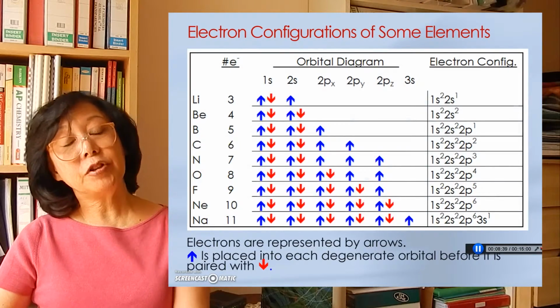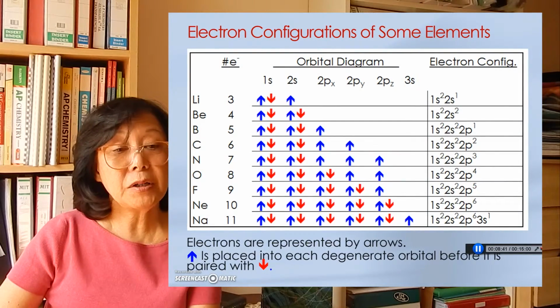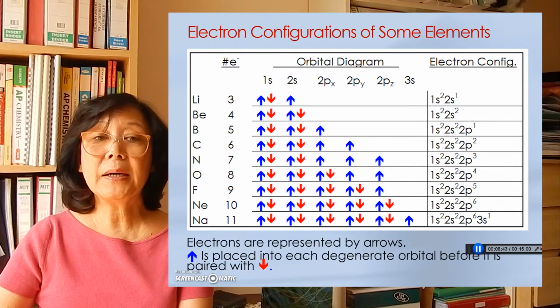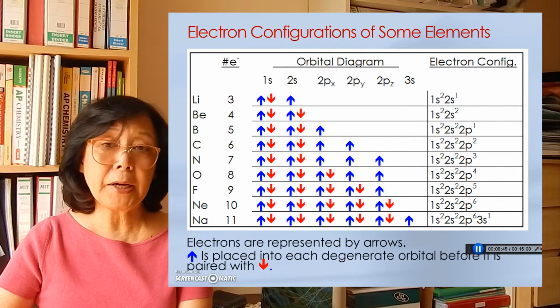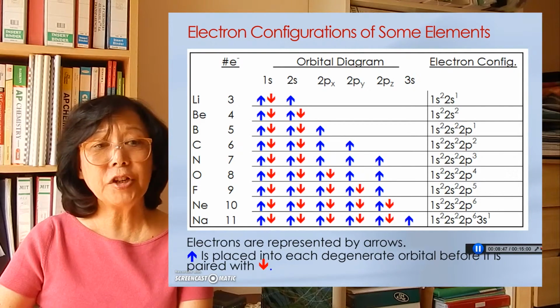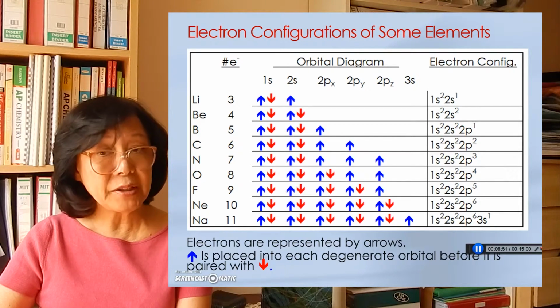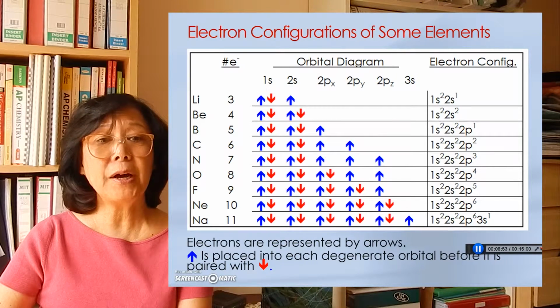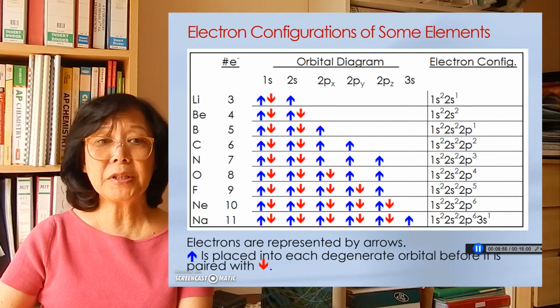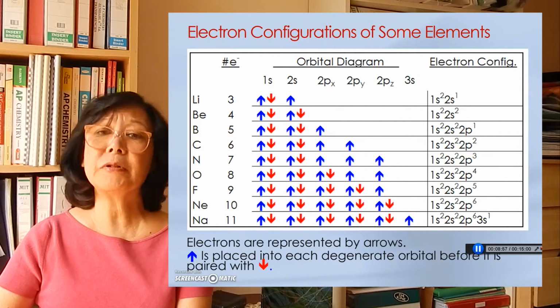Here's a diagram which I have placed from lithium all the way up to sodium. I have also placed the orbital diagram next to the electron configuration. So you can see with lithium, which is 1s2, 2s1 in electron configuration, we have 2 electrons in the 1s orbital, 1 electron in the 2s orbital.